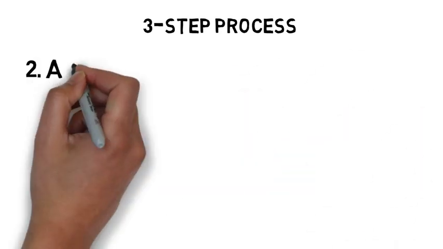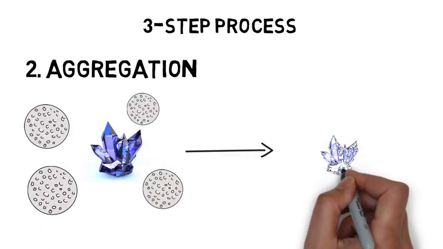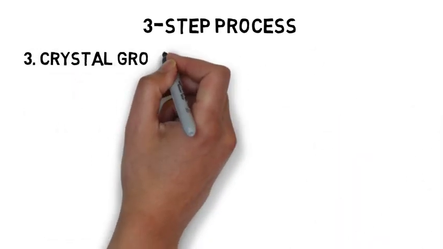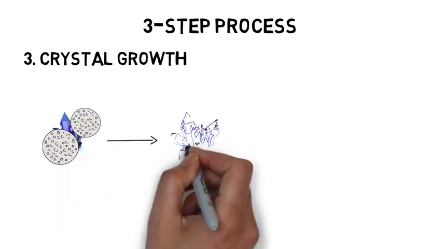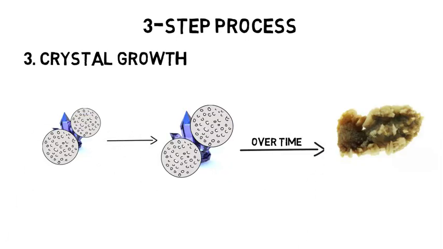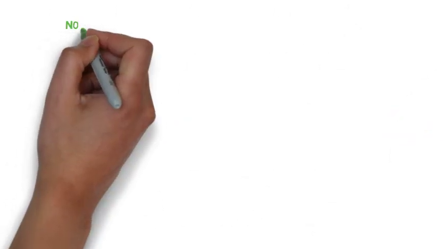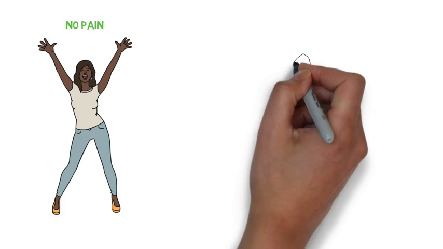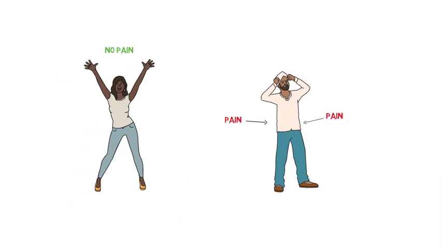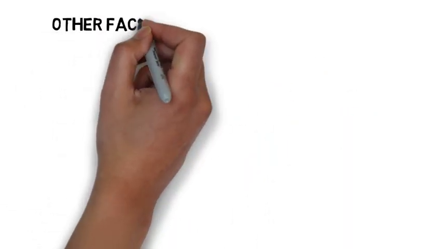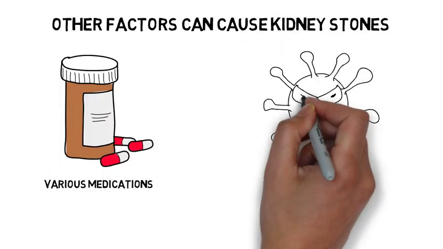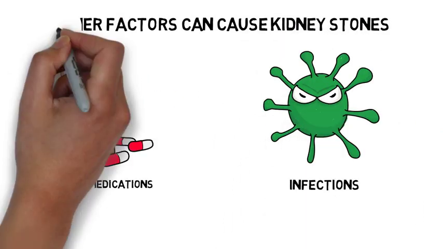Now, during the aggregation step, many other substances can attach to these crystallized minerals and begin to aggregate, such as shown here. Finally, during the crystal growth step, the crystal can grow over time in our urine and eventually become larger and larger. Some stones are small enough to pass through with urine, so we don't even notice them. However, others can get too large to pass through, causing us severe pain. Other factors such as medications and infections may also contribute to kidney stone formation.